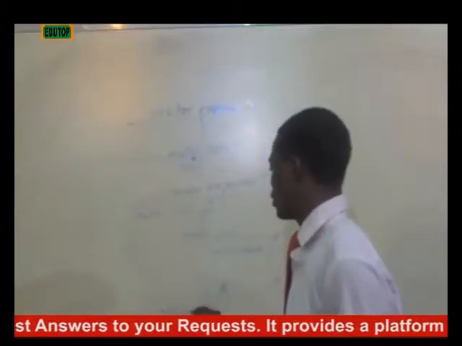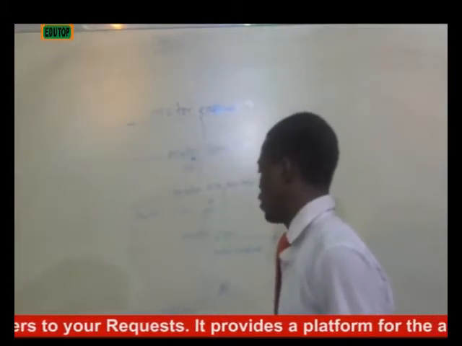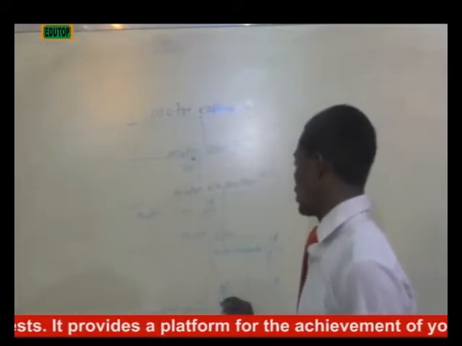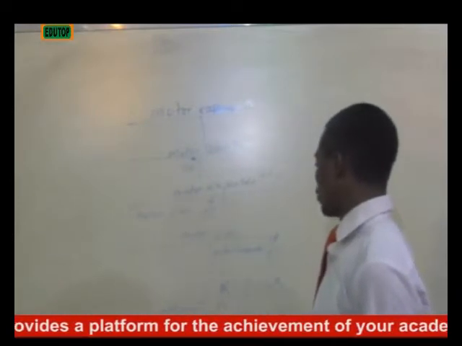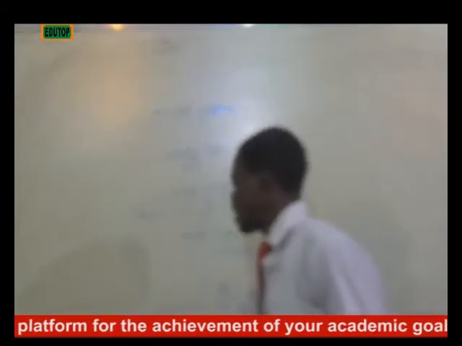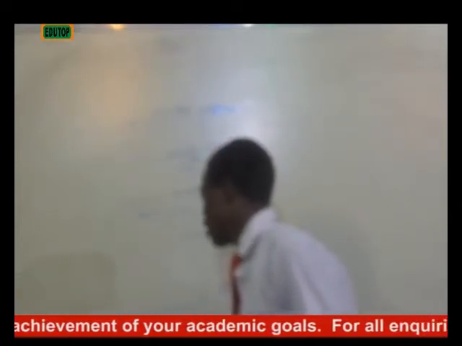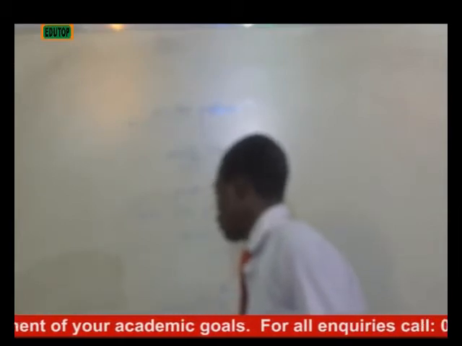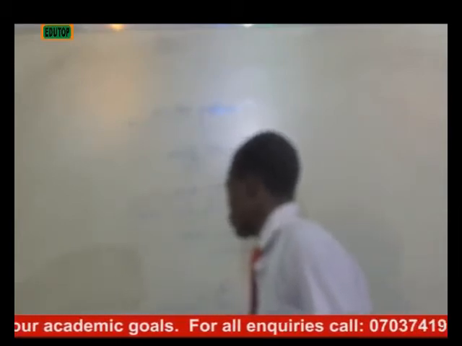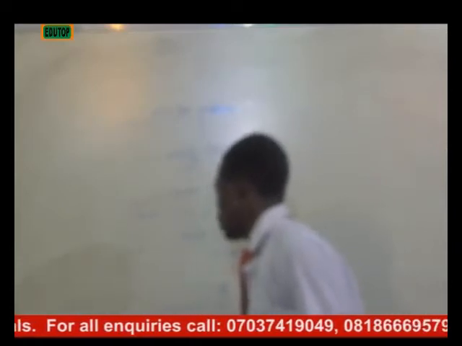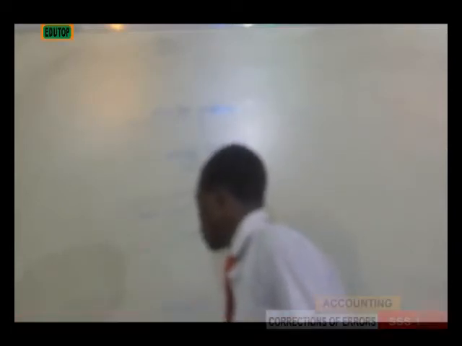Expenses, then motor van. So motor expenses is 16 naira and motor van is, so just, and you write the narration: error of principle being corrected.